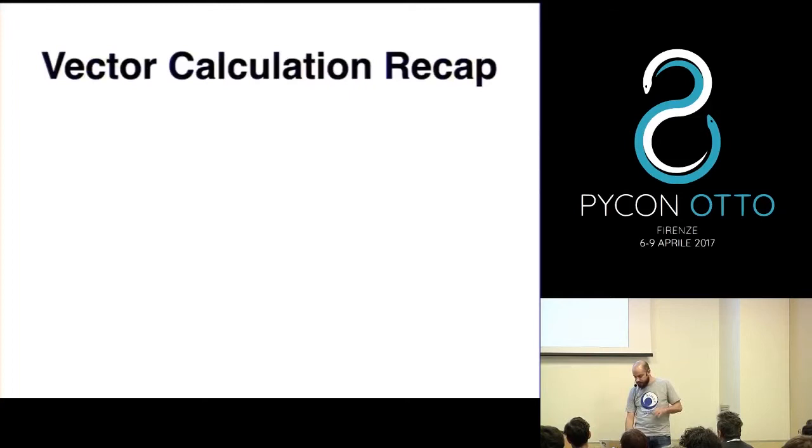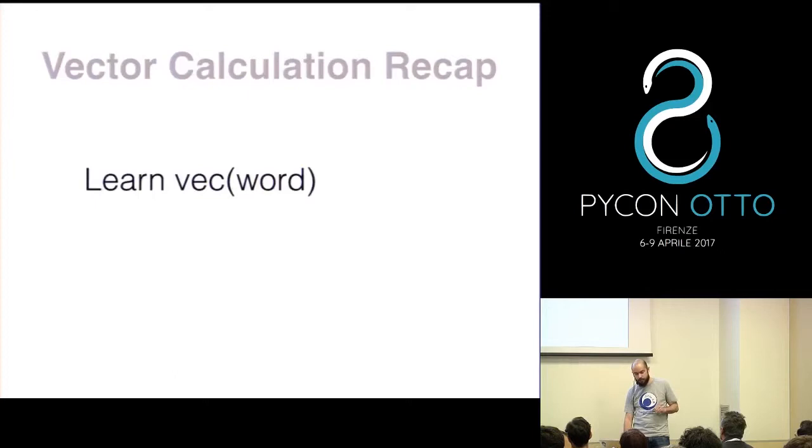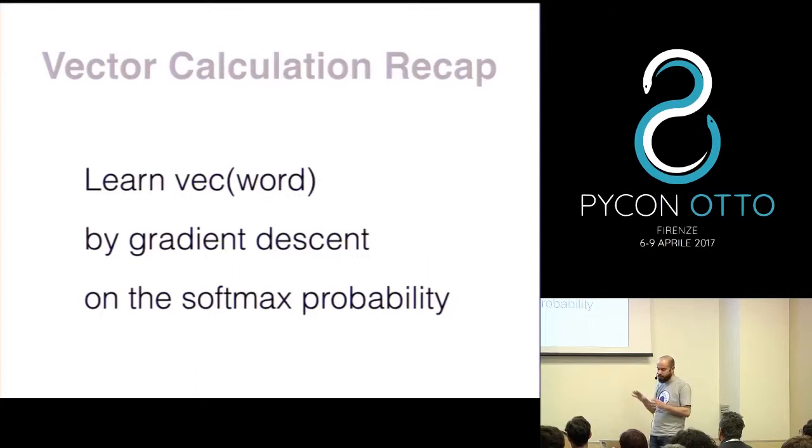So the process of calculating the vectors, essentially, we want to learn word vectors. We do so by using stochastic gradient descent, and we do it on the softmax probability. So this is the overall process. Here you have all the keywords if you want to look up the details.